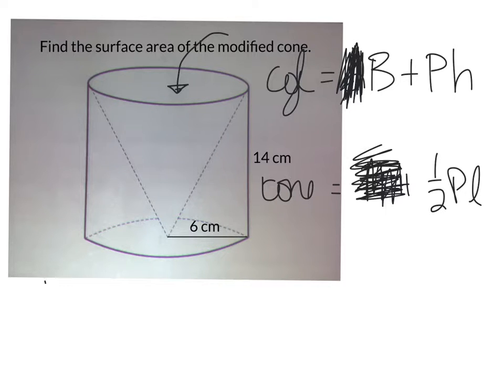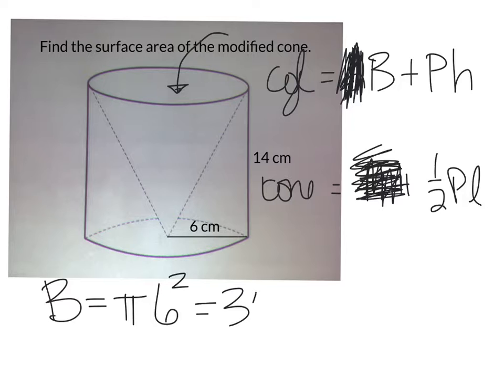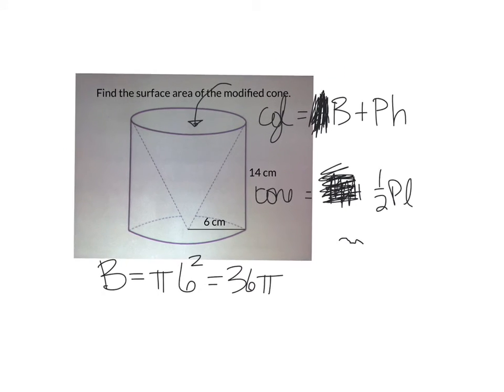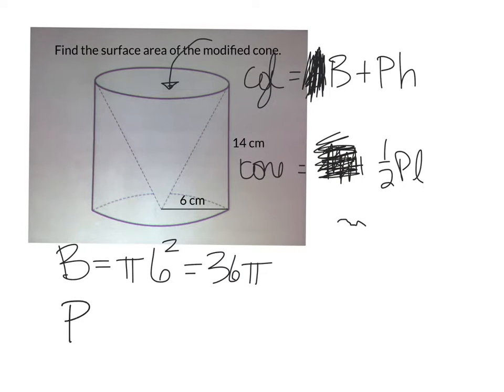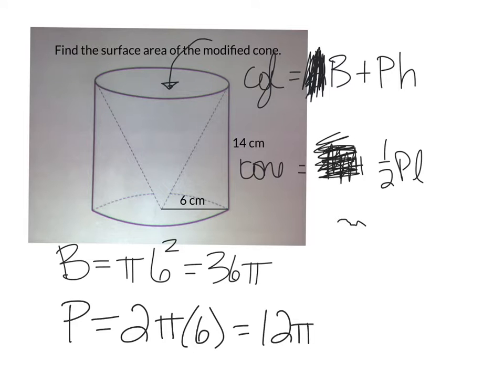So both of them require us to find the area of the base, which is a circle. So pi times r squared. The cylinder has a base area of 36 pi. Okay, they both need the perimeter, which is a circumference. So 2 times pi times the radius, which is 12 pi. So both these equations require you to know the perimeter. So we have calculated the perimeter.